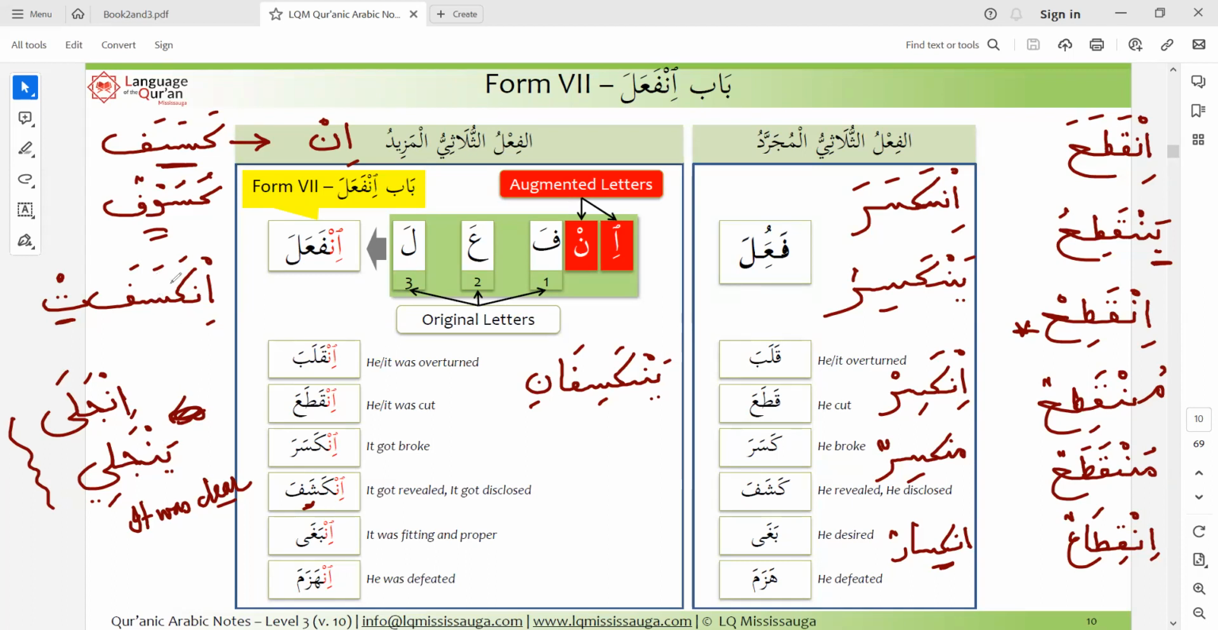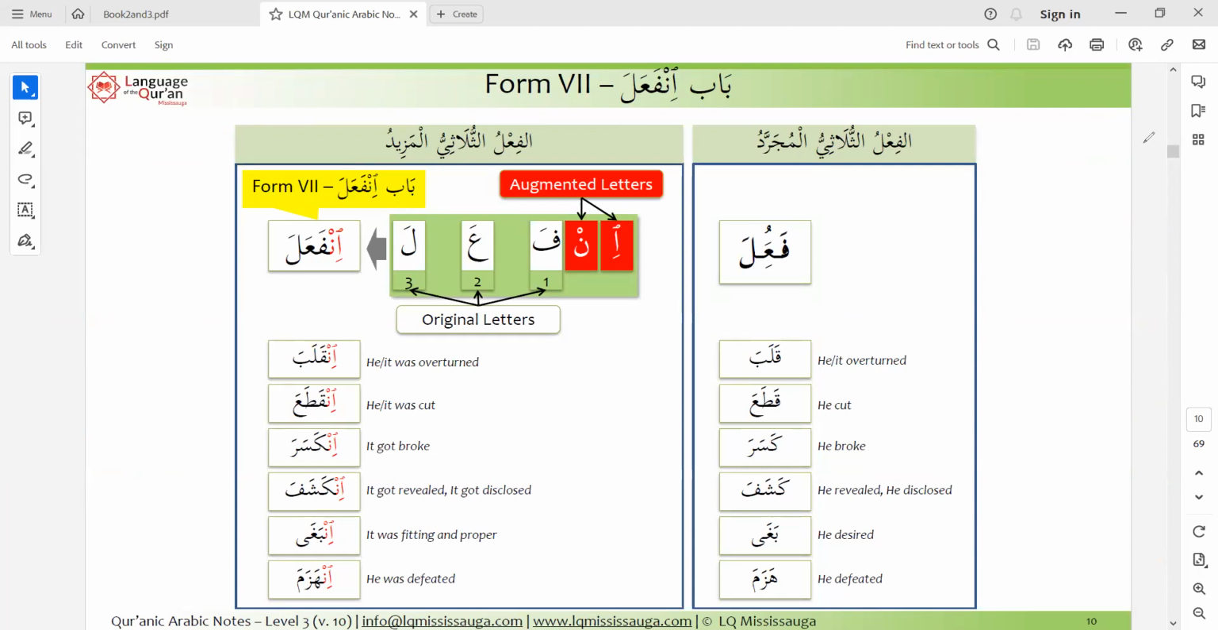Now, coming back to this inkasafa. So, inkasafa, yankasifu. Let me clear this. So we were doing inkasafa, yankasifu. And amr from this is, of course, this amr only Allah can give, inkasif. And ismul fa'il from this is munkasifun.